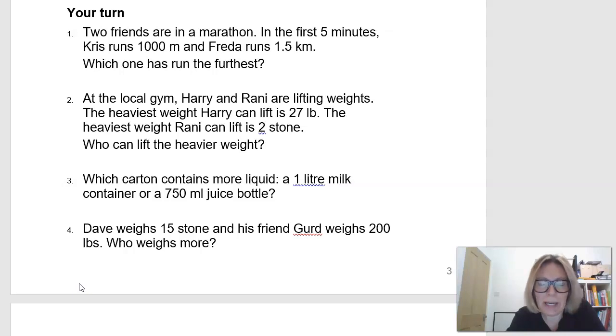Well, there are 14 pounds in 1 stone. So if I want to know how many pounds Dave weighs, I can do 15 multiplied by 14. And my answer is 210. So Dave weighs 210 pounds. He weighs more. The other thing I could do here would be to convert Gerd's weight into stone, and then I would be doing 200 divided by 14. And that's 14.2857, etc. stone. So Gerd weighs under 15 stone.